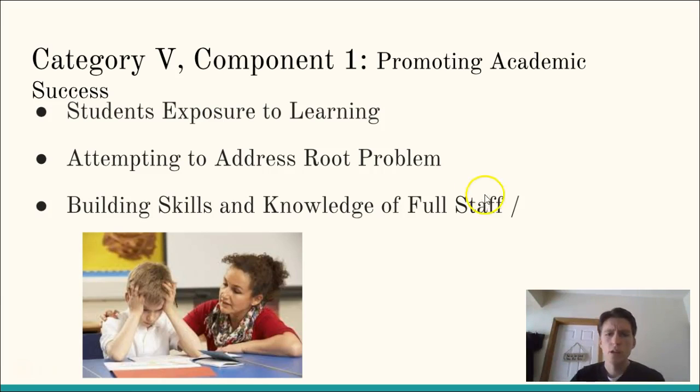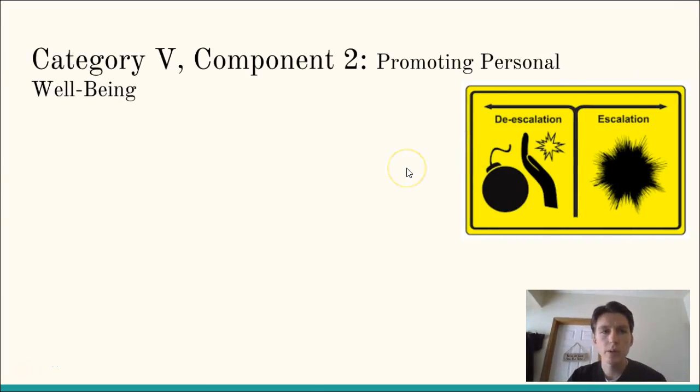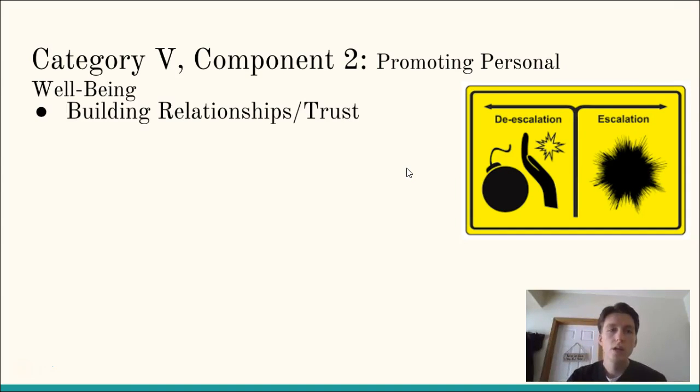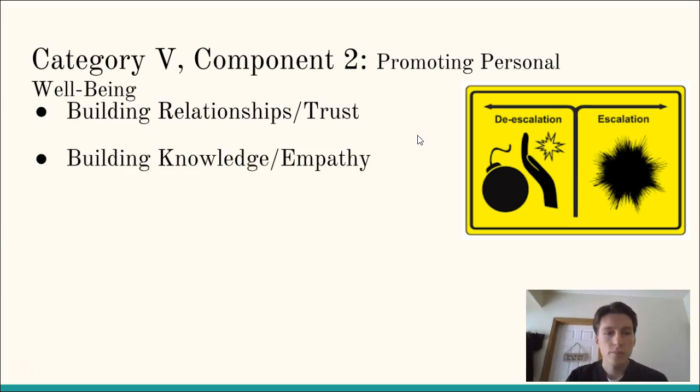And then building skills and knowledge, full staff. So again, that professional development piece, but we'll touch on that in a second. Promoting personal well-being, so building relationships and trust. Again, that's going back to Carl. It's also going back to the teachers, and we're promoting the well-being of the child by creating that inclusive and loving environment, and ensuring that, again, they're staying in that classroom and it's a safe environment for them. So building knowledge and empathy within the teachers: their knowledge of the legalities, but also their knowledge and tools of how to deal with these issues.